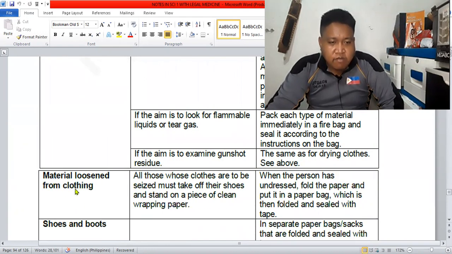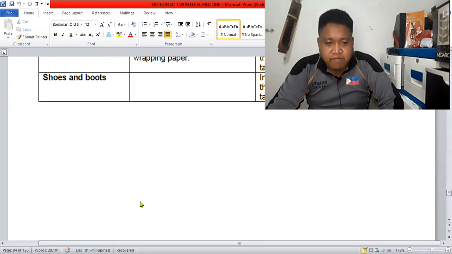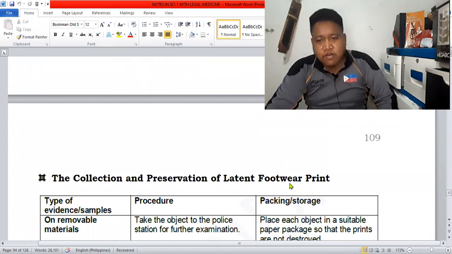Materials loosened from clothing. All those whose clothing are to be seized must take off their shoes and stand on a piece of clean wrapper paper. Shoes and boots. Anong gawin mo? In a separate paper bag, socks that are folded and sealed with tape. Yan. Collection and preservation of latent footwear. Footwear print.